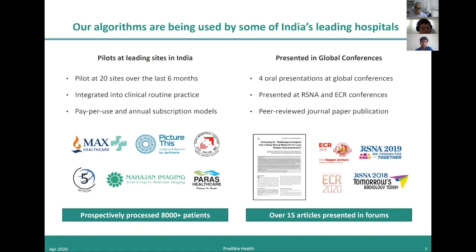Over the last 3 years, we've published about 15 different papers at various conferences, including the European Congress of Radiology and the Radiological Society of North America. And we've also published peer-reviewed journal papers describing the efficacy of our algorithms.